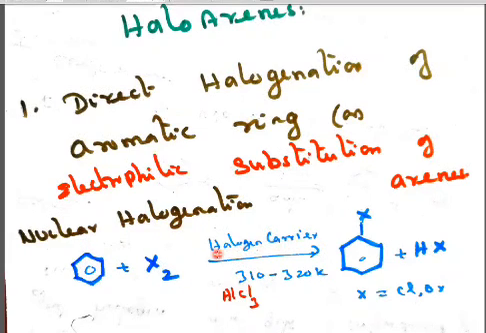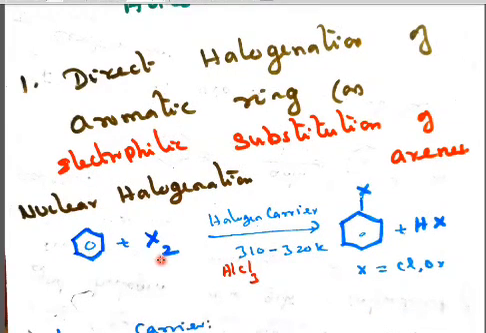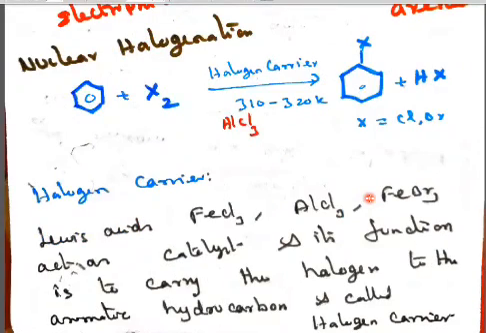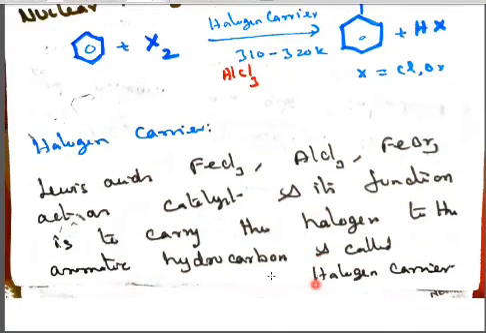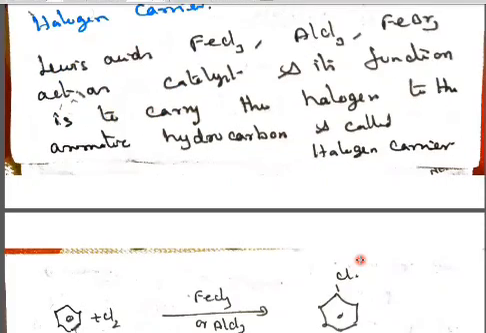the halogen carrier. What does halogen carrier mean? Ferric chloride or aluminum chloride, Lewis acids like that, will carry the halogen. So they are called halogen carriers. The temperature to be maintained is 310 to 320 Kelvin. Halogens means chlorine and bromine can be substituted. Here H is there, so HCl or HX will go off and one halogen will be substituted. So halogen carrier means a Lewis acid, ferric chloride, aluminum chloride or ferric bromide, acting as a catalyst. That function of carrying the halogen to the aromatic hydrocarbon is called a halogen carrier.